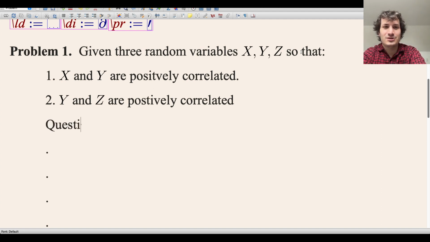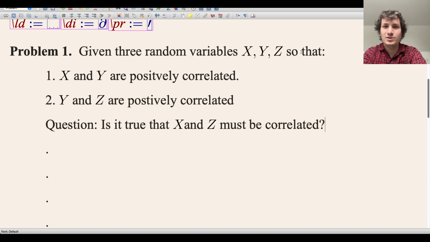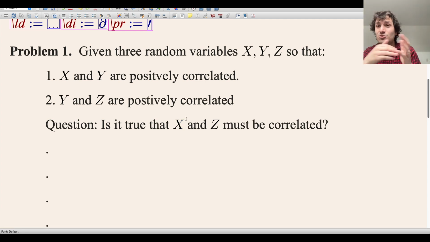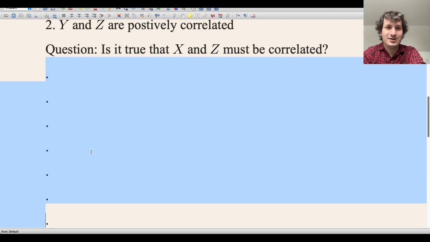Question. Is it true that x and z must be correlated? So given that x and y are correlated and y and z are correlated, is it true that x and z are correlated? Another way to say this is, is correlation transitive? X is correlated to y is correlated to z. Is it true that x is correlated to z? That is the question.